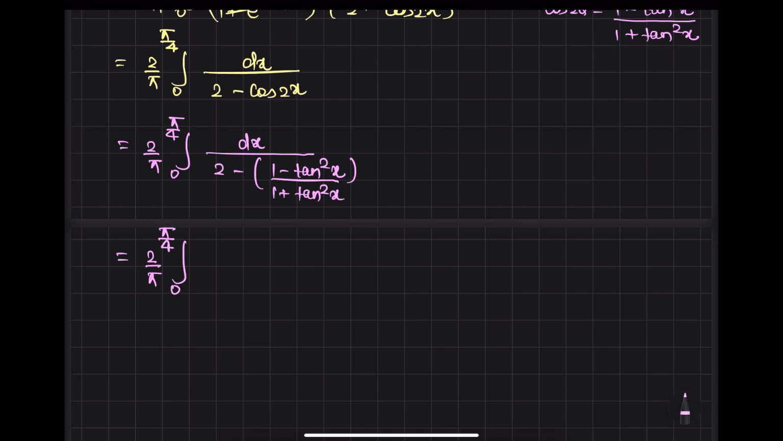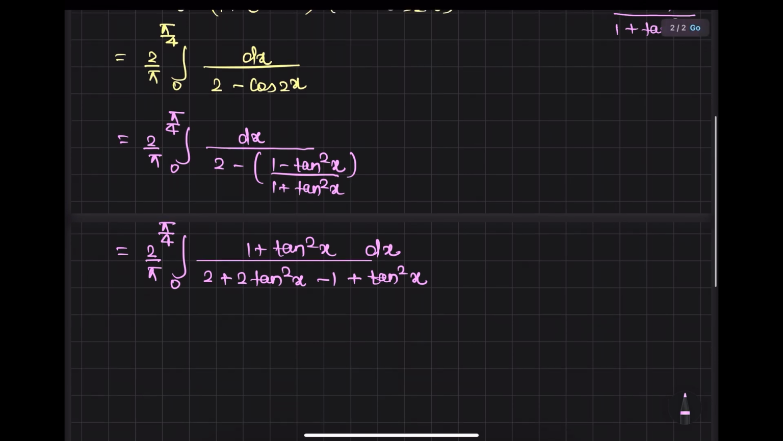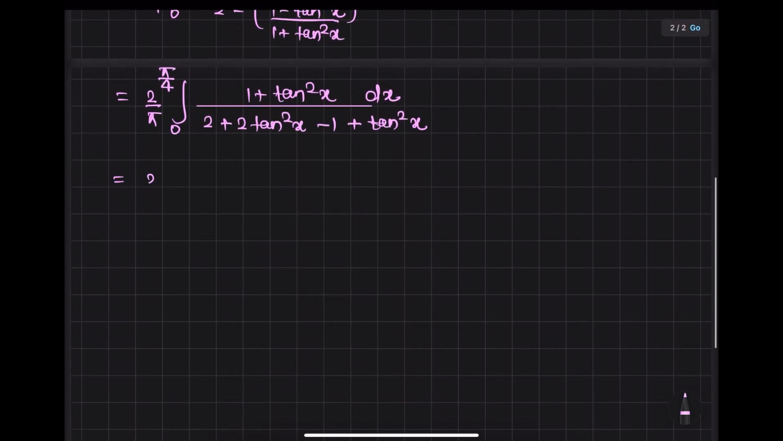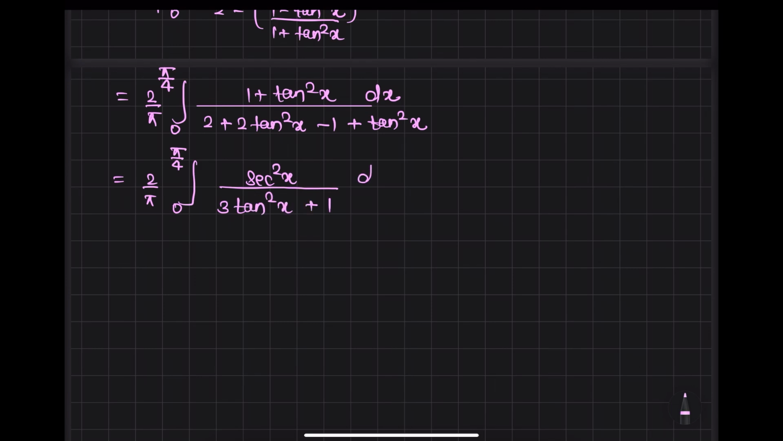Okay, if you take LCM, on the denominator you will be left with 2 plus 2 tan square x minus 1 plus tan square x, and on the numerator you will have 1 plus tan square x, which will be converted into sec square x. Okay, so it is 2 by pi integration from 0 to pi by 4, and then sec square x over 3 tan square x plus 1 dx.